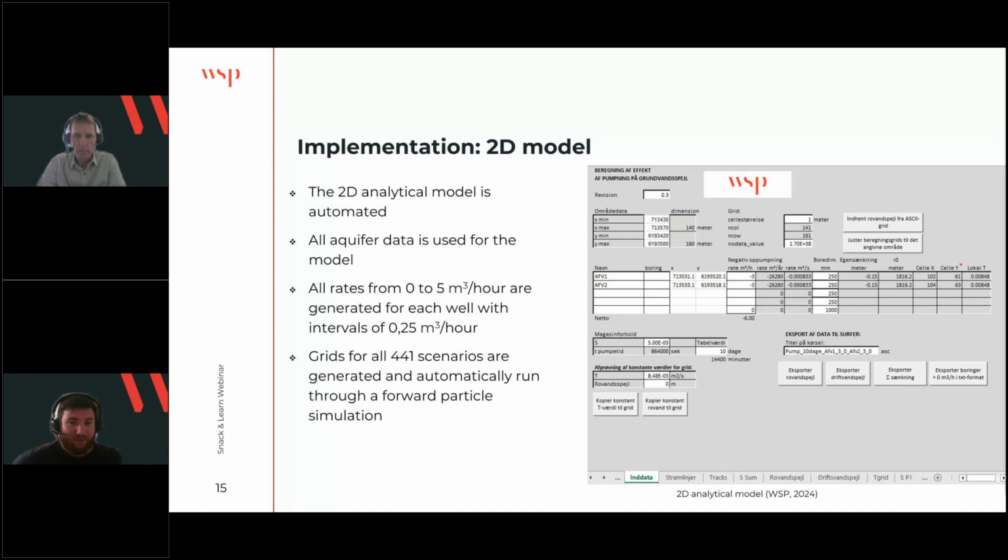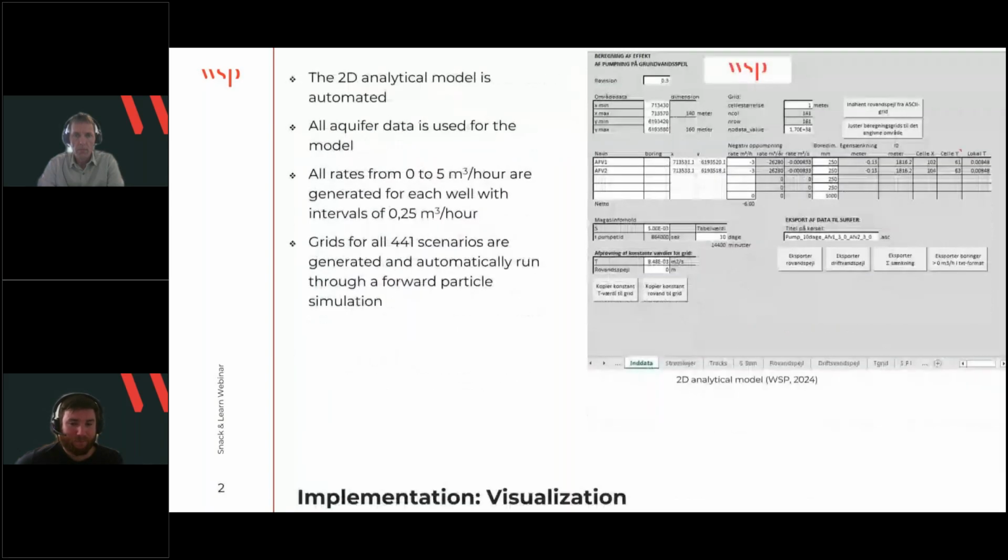But each of these 441 scenarios generate a grid file with all the results, and that is automatically run through a particle simulation, a forward particle simulation, where it will save all the particles and it will save data about the capture percentage for the desired capture radius that we defined earlier.